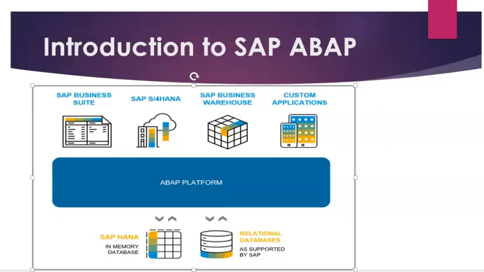Let's discuss Introduction to SAP ABAP. SAP means Systems, Applications and Products in Data Processing. It is a type of software called Enterprise Resource Planning that is used by large companies for managing their daily efforts.